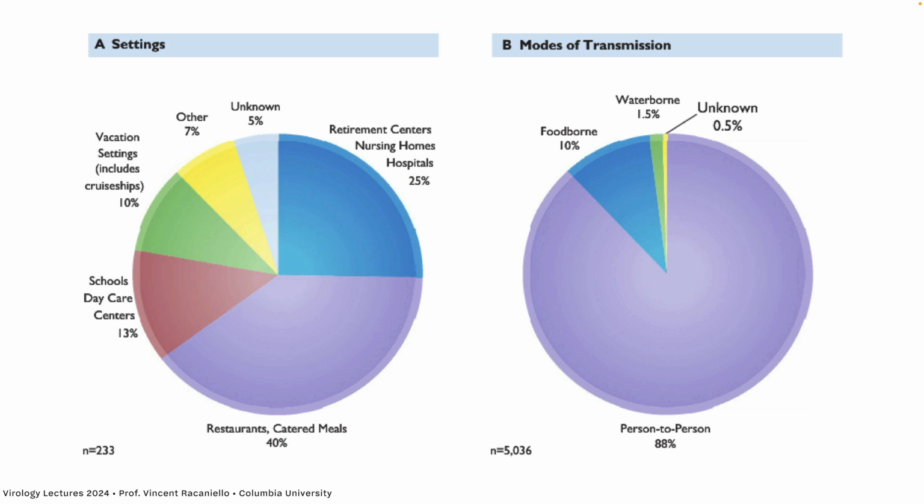So settings on the left, the big one is restaurants and catered meals, right? 40% of all outbreaks. Then we have retirement centers, nursing homes, hospitals, 25%, daycare centers. And then you've got your cruise ships. The cruise ships are a big one. They're actually only 10%, but they get a lot of publicity because it's a big deal when a cruise ship has to come back and everyone has to get off and they have to decontaminate the whole ship. The transmission person to person is the biggest role, 88%, followed by foodborne and waterborne.